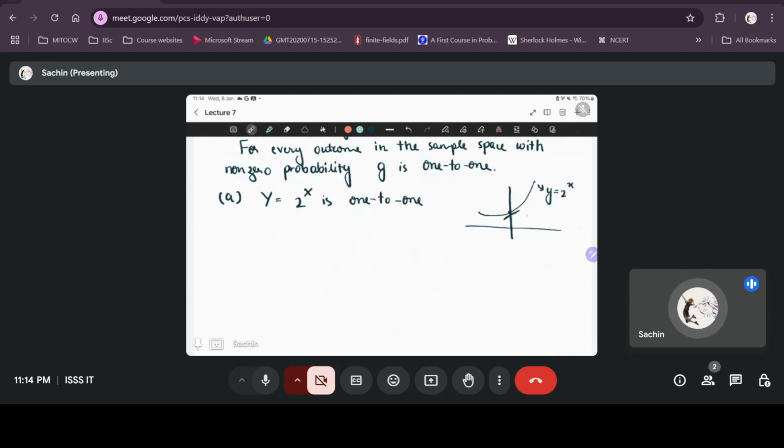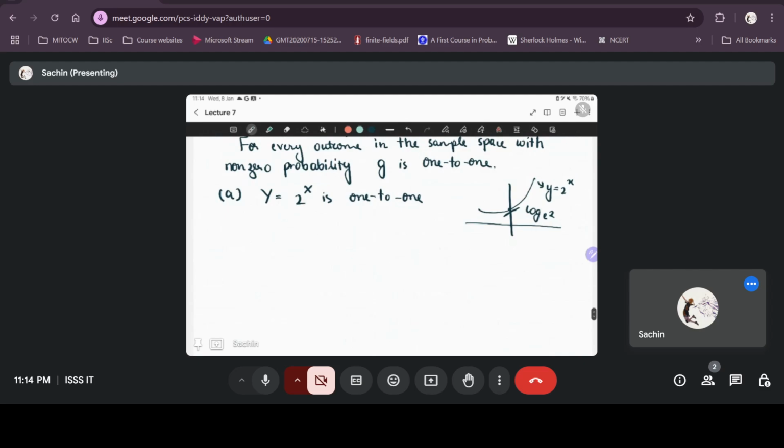Which has a slope of log 2 base e at x equals 0 and passes through the point (0, 1). So that's the function. The only thing is that the domain of y equals 2 power x, for the curve that I have drawn here, is all real numbers, but the domain of this function is all the values that the random variable capital X can take.